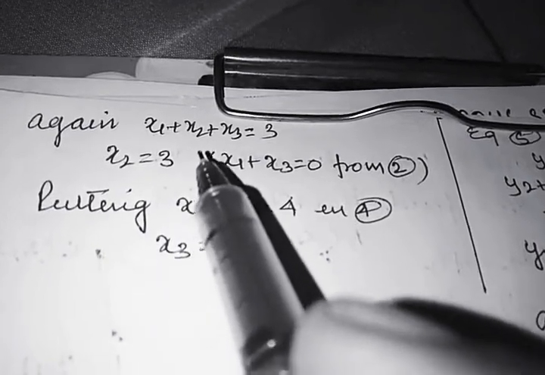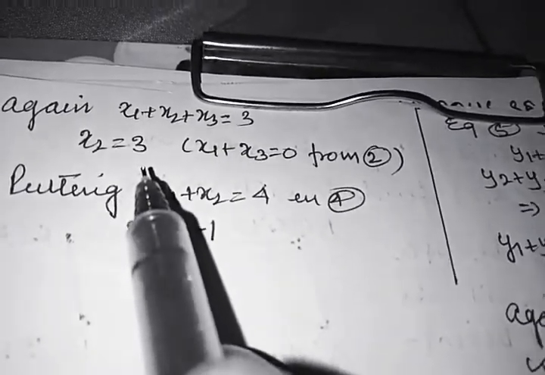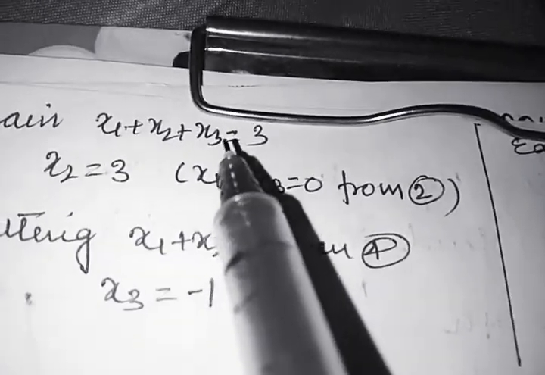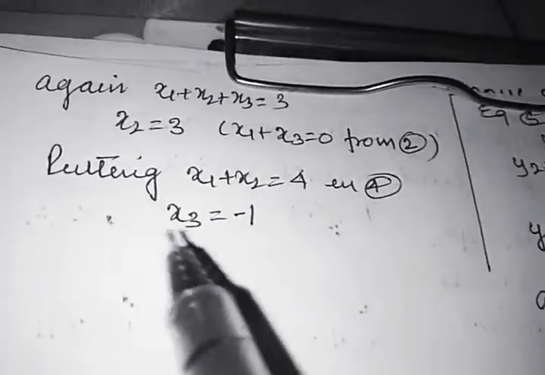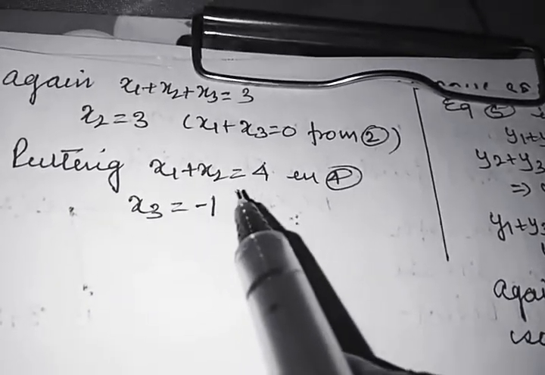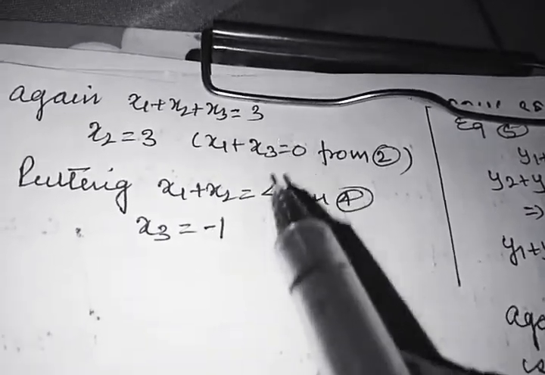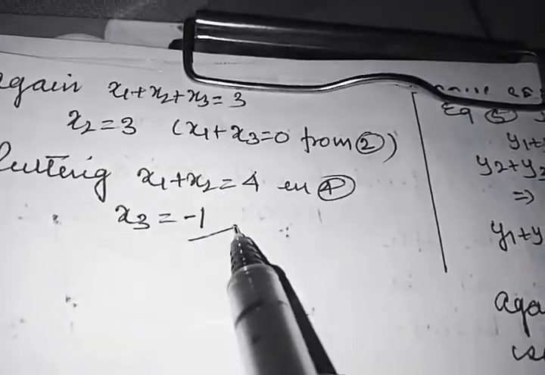Okay, so again see here, this was the x equation, x1 plus x2 plus x3 is equal to 3. As x1 plus x3 are 0, x1 plus x3 will be 0. So x2 will be directly 3. Okay, and similarly putting x1 plus x2 equal to 4 in the same equation, we'll put here x1 plus x2 is equal to 4. So this will be minus 1.